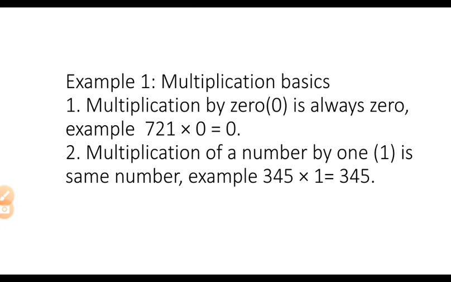Alright. The second one is multiplication by 1. Whenever you multiply a number by 1, the result remains the same. It doesn't change. Okay. So 345, for example, multiplied by 1 is 345. You see, the number does not change. It remains the same.